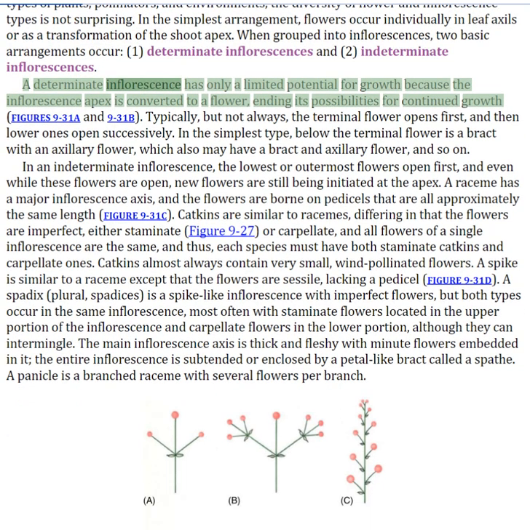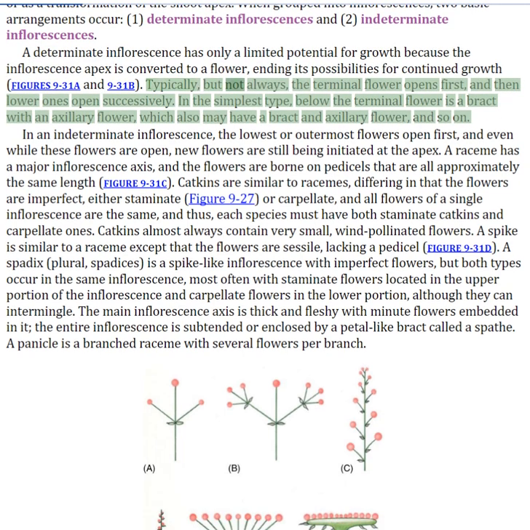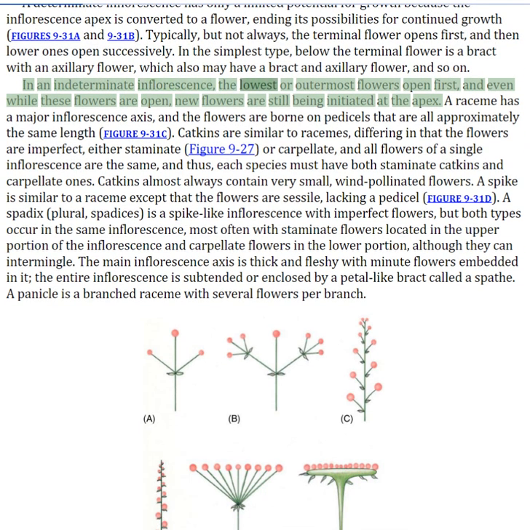A determinate inflorescence has only a limited potential for growth because the inflorescence apex is converted to a flower, ending its possibilities for continued growth. Typically, but not always, the terminal flower opens first, and then lower ones open successively. In the simplest type, below the terminal flower is a bract with an axillary flower, which also may have a bract and axillary flower, and so on. In an indeterminate inflorescence, the lowest or outermost flowers open first, and even while these flowers are open, new flowers are still being initiated at the apex.